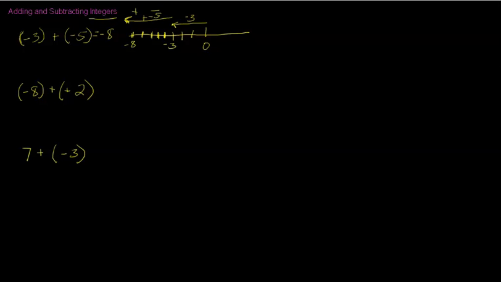So remember, when we add, we move to the right. When we subtract, we move to the left. So when we add a negative, we're just subtracting, we're going to the left. So that would be negative 8.